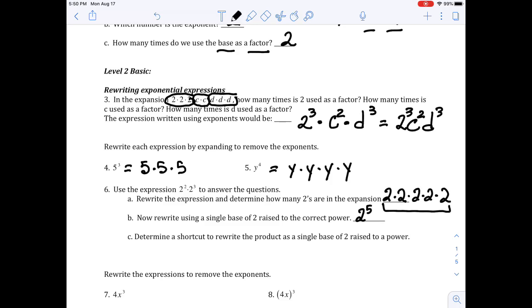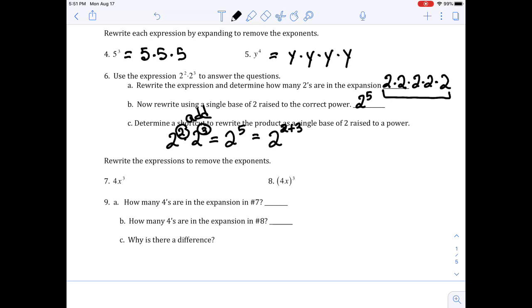Determine a shortcut to rewrite the product as a single base of 2 raised to a power. So what would be the shortcut if 2 to the second times 2 to the third resulted in 2 to the fifth? The shortcut would be that we would take those 2 exponents and we would add them. And so 2 to the fifth is 2 to the 2 plus 3. And that is the shortcut for multiplying when you have the same bases on your exponent expression. You add the exponents.